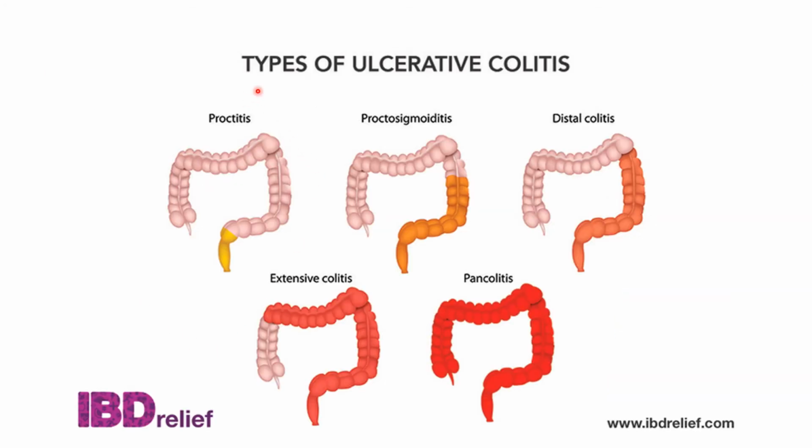Here we can have a look at some of the types of ulcerative colitis. It is essentially a classification depending on where the inflammation has spread to. If the inflammation is just affecting the rectum, it is termed proctitis. Then we have proctosigmoiditis, which is affecting the rectum and the sigmoid colon. Distal colitis, essentially up to the splenic flexure. Extensive colitis, up to the hepatic flexure. And then pancolitis is the whole large bowel.